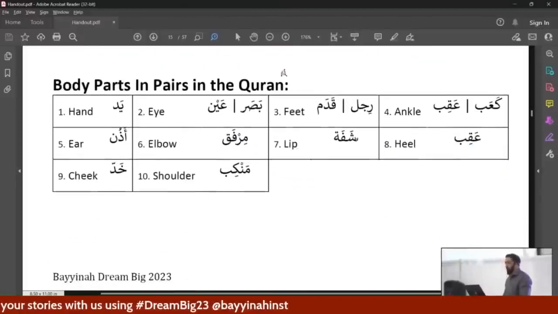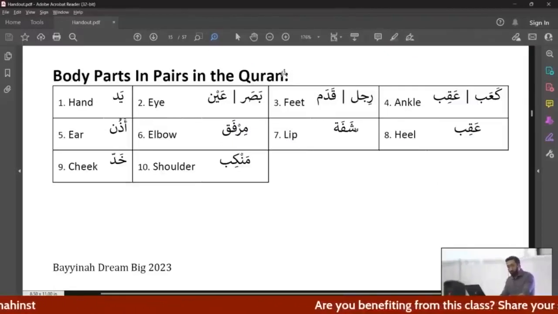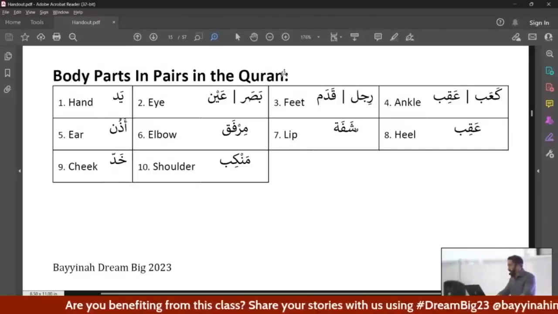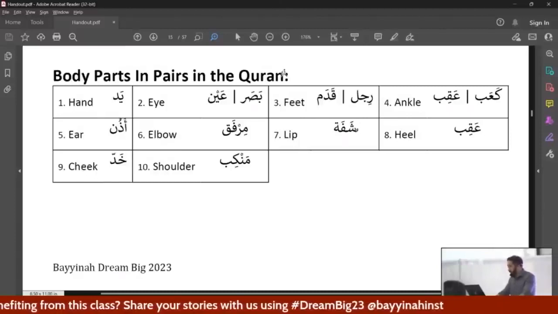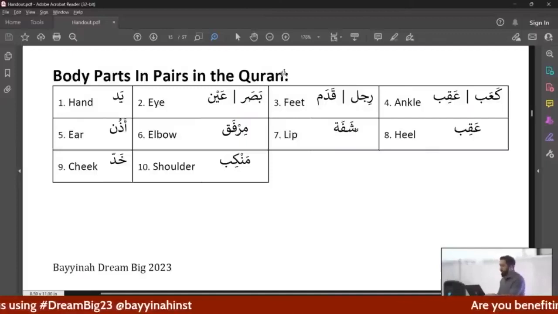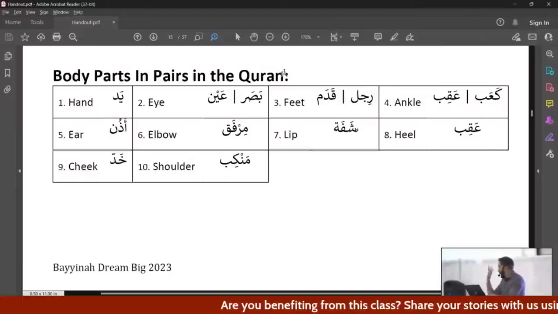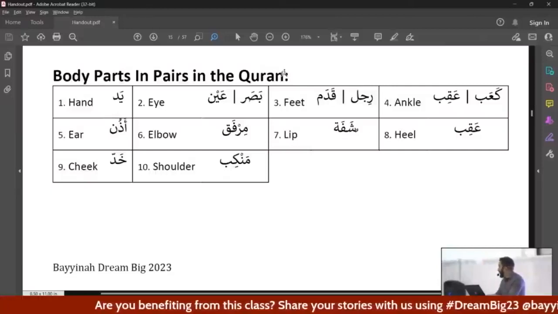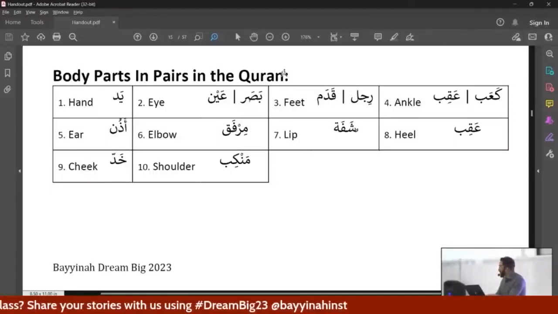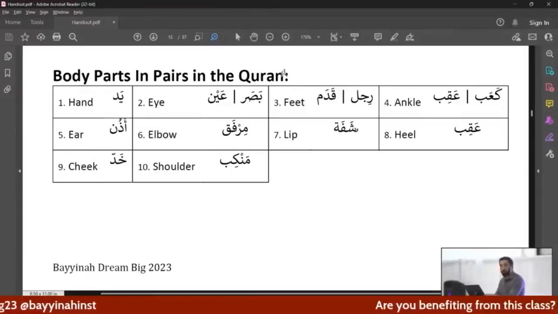Okay, now, body parts that come in pairs. Here's a list. You can make this a separate category or you can consider it part of what the Arabs said so. But yeah, hands are feminine, eyes are feminine, feet are feminine, ankles are feminine, ears are feminine, elbows are feminine, lips, heels, cheeks, shoulders, but your nose is not feminine. Your forehead is masculine, your nose is masculine. Okay? It just is. The heart is masculine. The chest is masculine. The back is masculine.